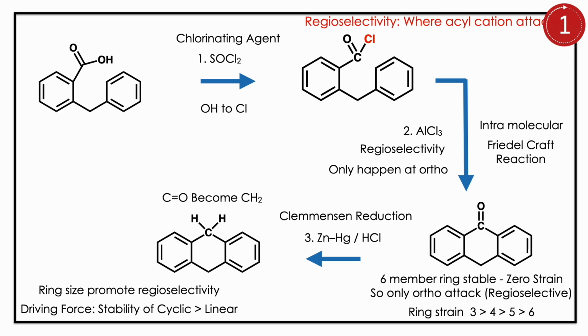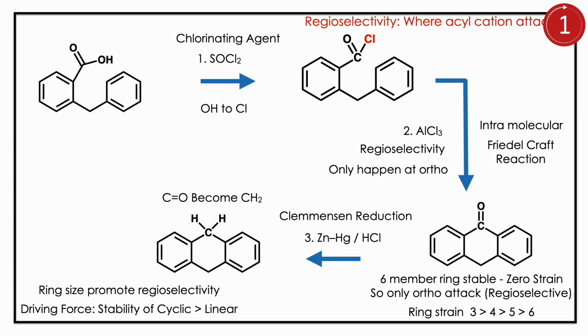First step you are using SOCl2, which is the chlorinating agent. So OH becomes Cl there. So Friedel-Crafts acylation is possible. But how will the ring close? Ring can close at any position because you have ortho and para substitution possible.